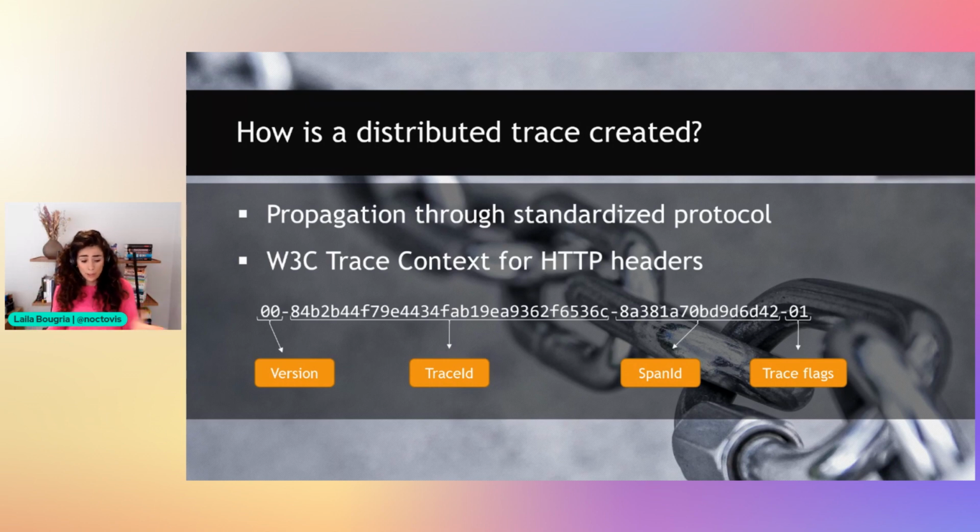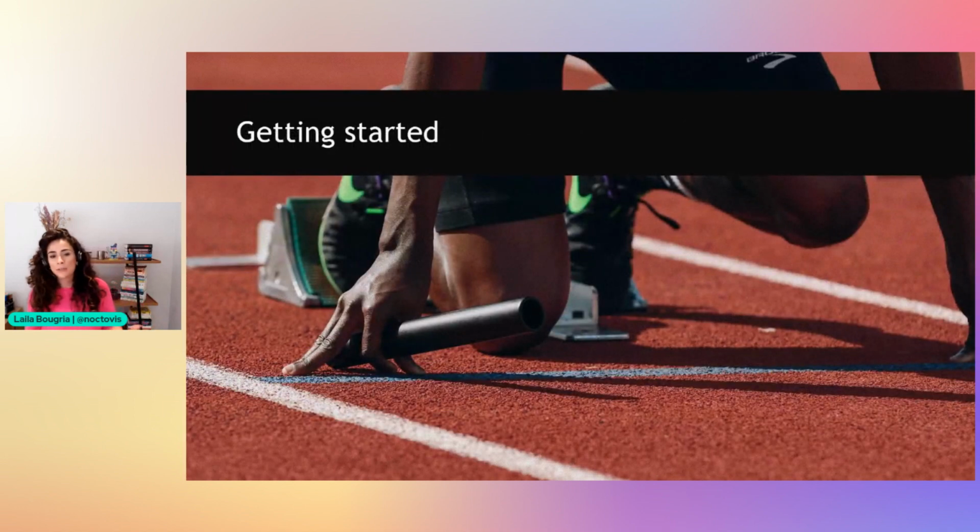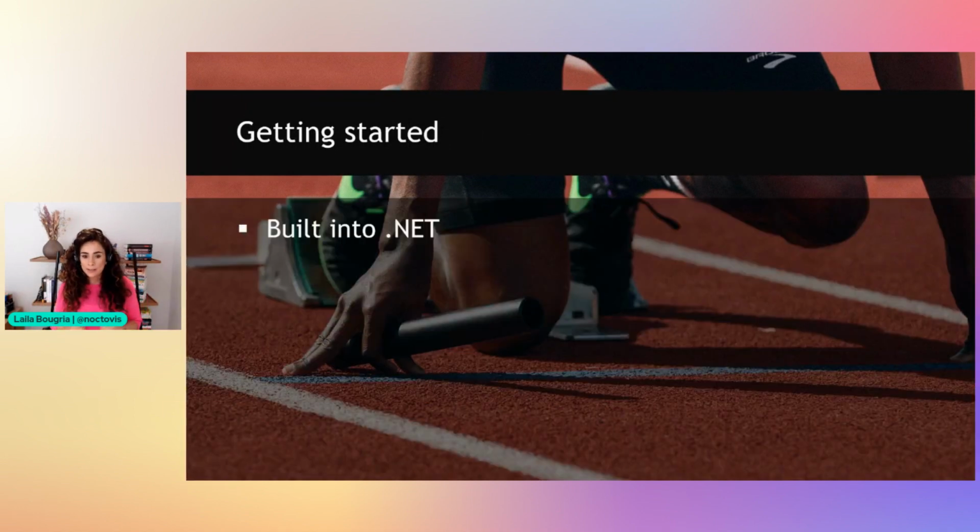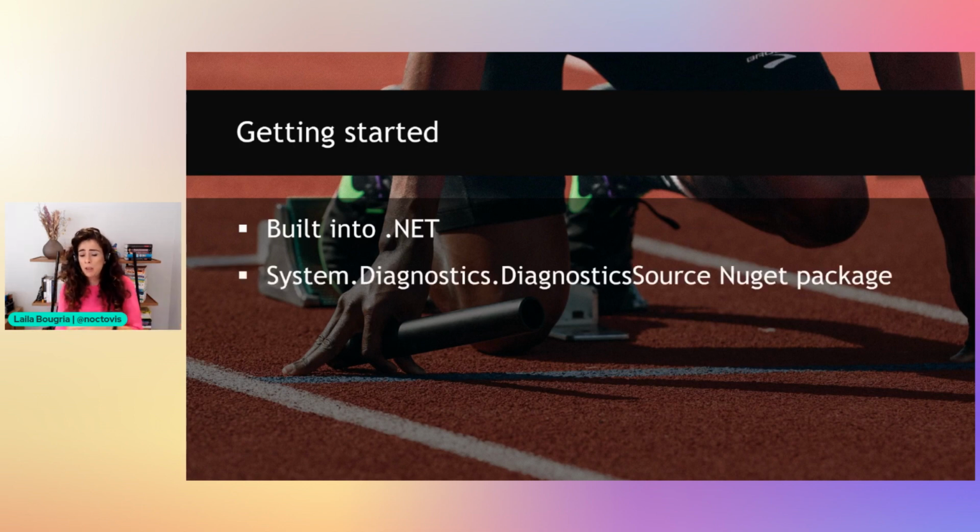So, if you're running on the .NET stack and you're like, yes, please get me started, then Microsoft has made this really easy for you. Why? Because they've built it into .NET. It's available from .NET 5 and later. But even if you're running on earlier versions or you still have applications running on .NET Framework, that's also not a problem. You can just pull in the System.Diagnostics.DiagnosticSource NuGet package and have access to that same set of APIs. And it's super easy to set up tracing.